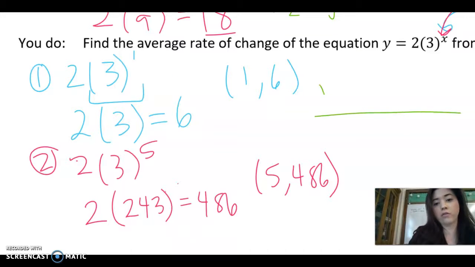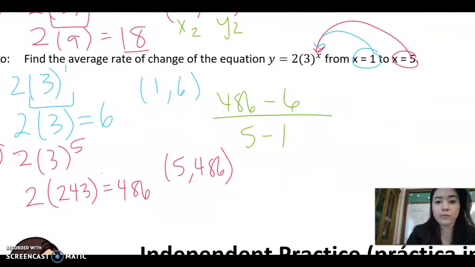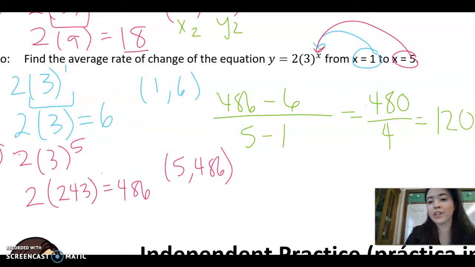So we're going to do 486 minus 6, and then 5 minus 1, and we're going to get 480 divided by 4, which is 120.